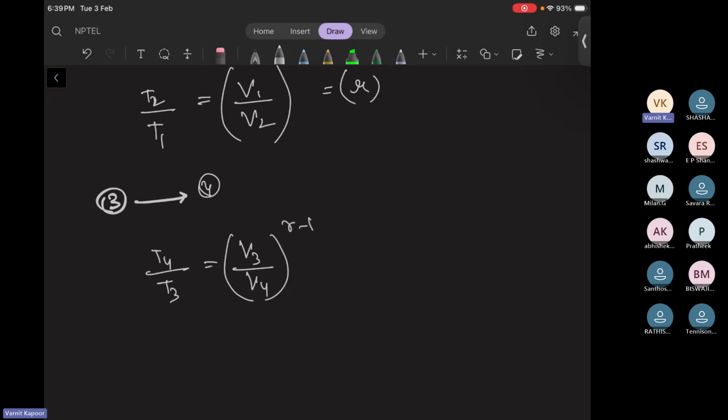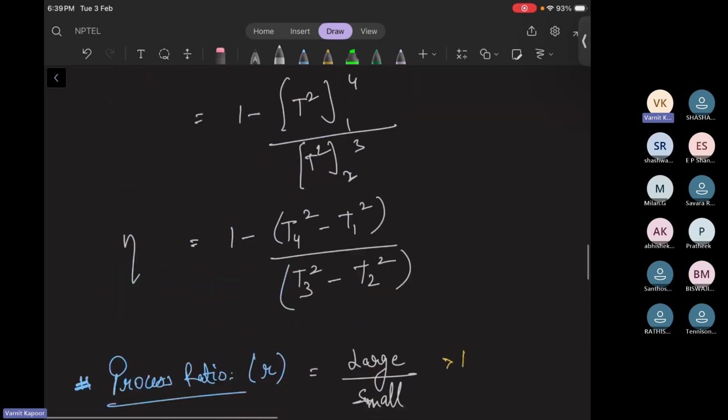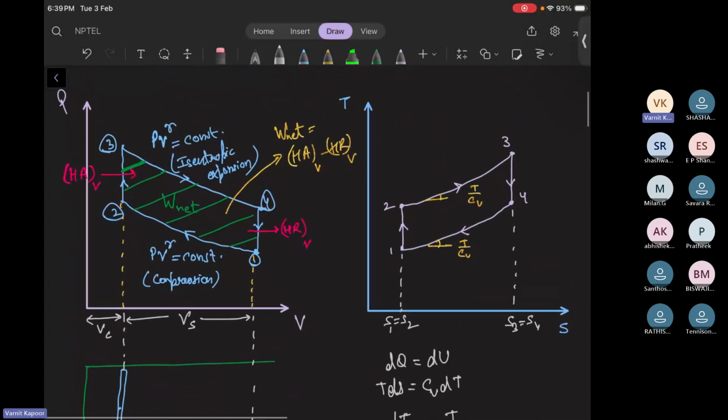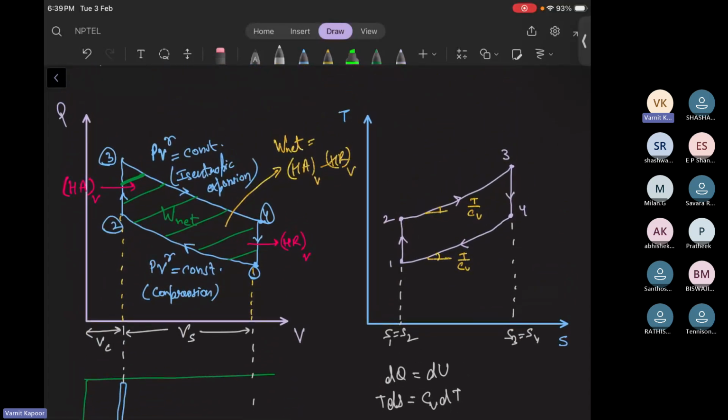When we are saying expansion, again it depends on which volume is higher. If you see from 4 or 3, which volume is higher? Please tell me. Volume 4 or volume 3, which is higher? Yes, volume 4 is higher. Again, it is equal to volume 1 only. 4 and 1 volumes are the same because it's a constant volume process, and 2 and 3 volumes are the same.